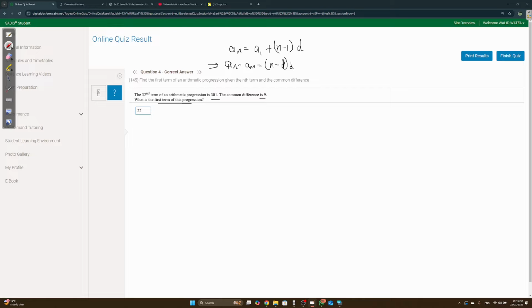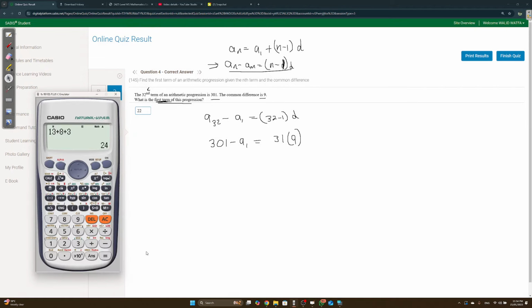I'm going to use this because we're using this for many questions. Okay, you can use this as well. an minus am. We have a32. We're trying to find what? First term, so a1 is equal to a32 minus 31d. Let's substitute. a32 is 301. We're trying to find a1 equal to 301 minus 31 times d, which is 9. So 31 times 9, and then 301 minus this answer, you get 22. So a1 is equal to 22.